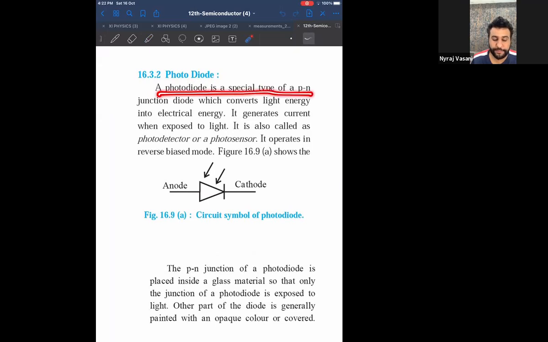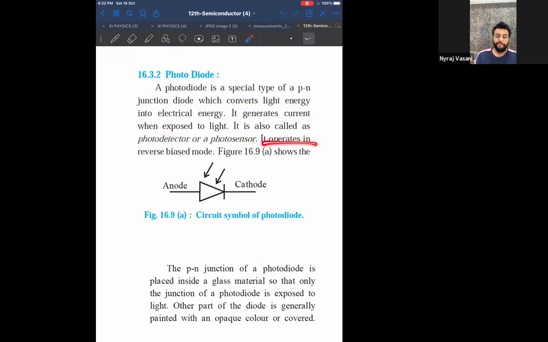A photodiode is a special type of PN junction diode which converts light energy into electrical energy. So what does it do? It takes light energy and converts into electrical energy. It generates current when exposed to light, and the other name for photodiode is photodetector or photosensor.